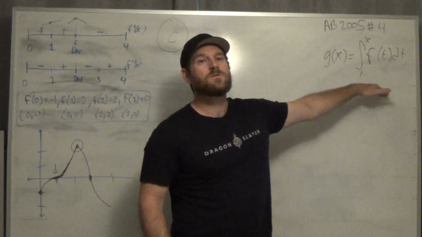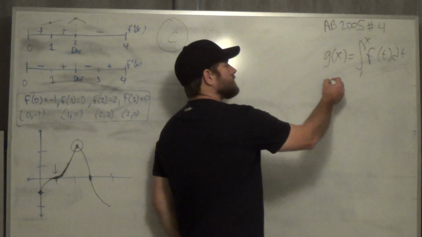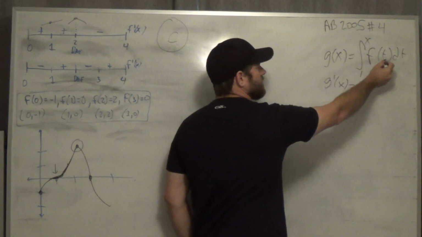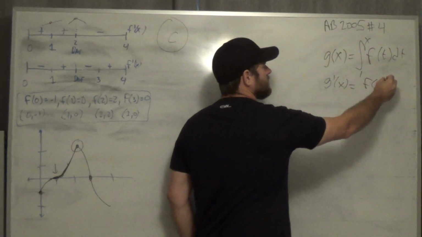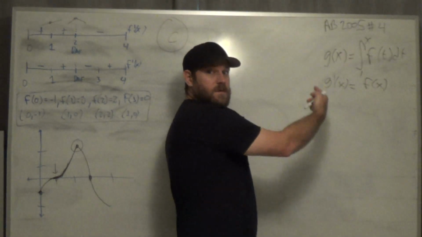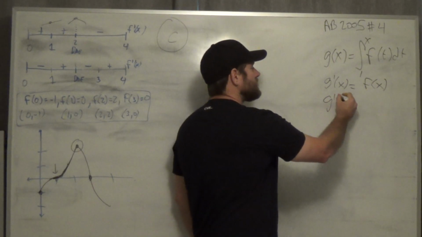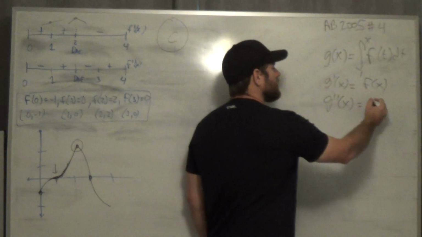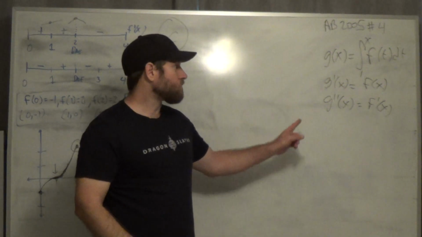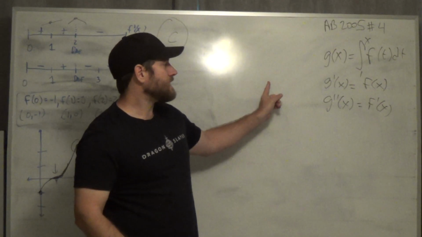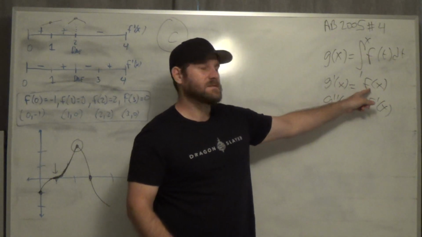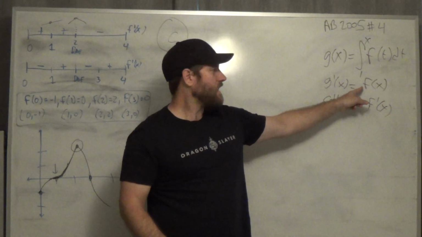Remember, if they give this to you, take the derivative. So if I take the derivative, the derivative destroys the antiderivative and x jumps in. So g prime x is f of x. And if we take the derivative one more time, we get g double prime x equals f prime x. Now why is this so crucial? The reason it's so crucial is g prime x is now f of x.